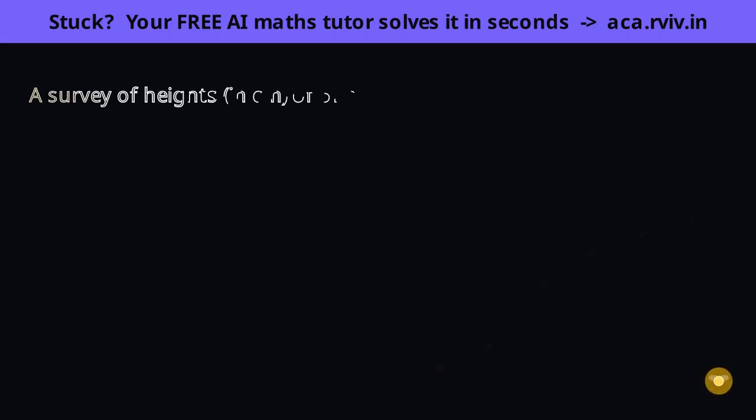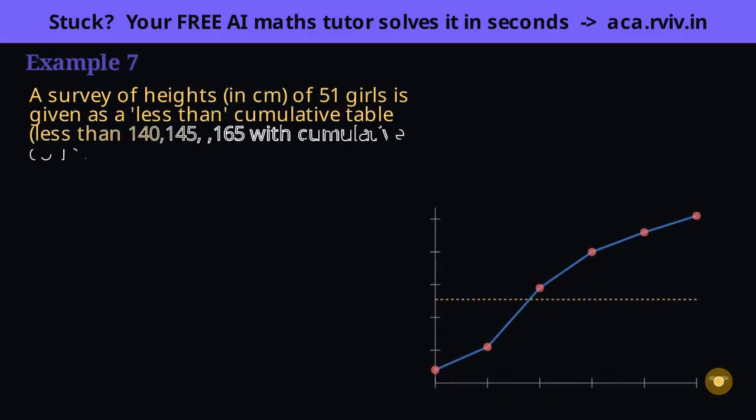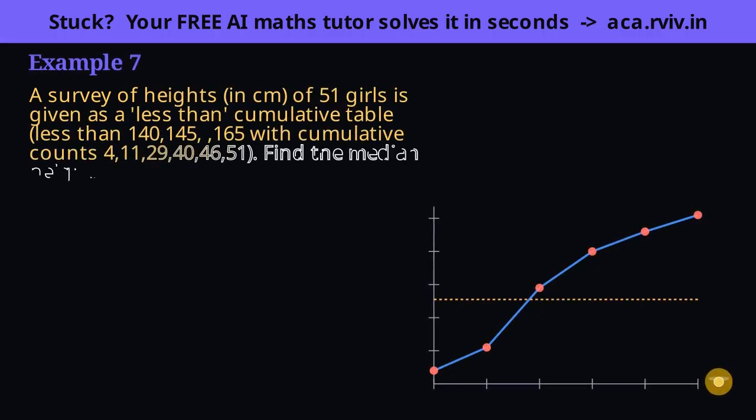Less than data is already cumulative. First rebuild the ordinary frequencies, then locate the middle on the ogive. The table gives less than counts, which are already cumulative, their points on the ogive. But the median formula needs the ordinary class frequencies, the bar heights.